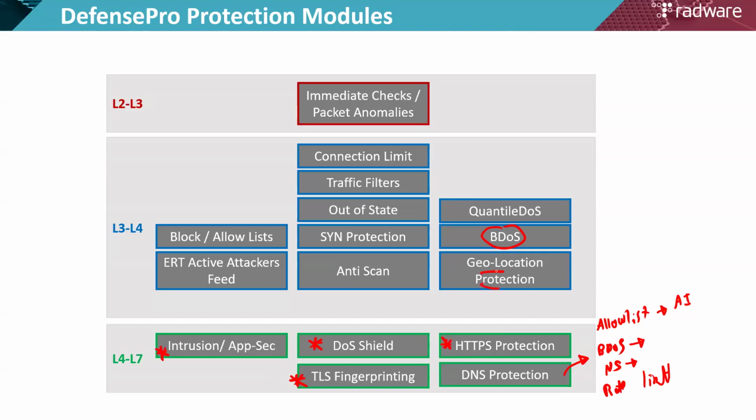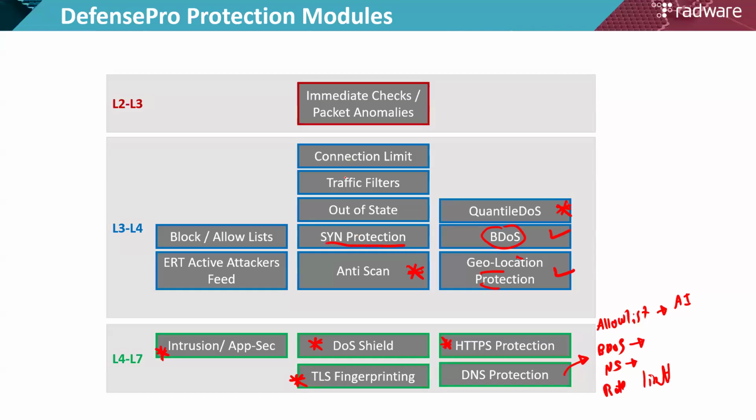This we just covered a few presentations back, geolocation protection, wherein we were blocking or allowing traffic originating from a certain country. So we had covered this. Again, this is covered on level 2. This is also covered on level 2.